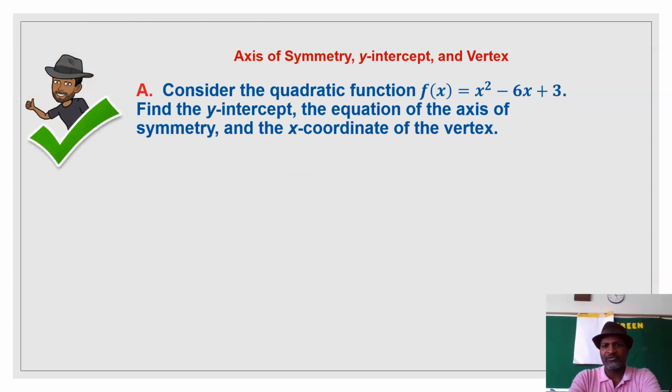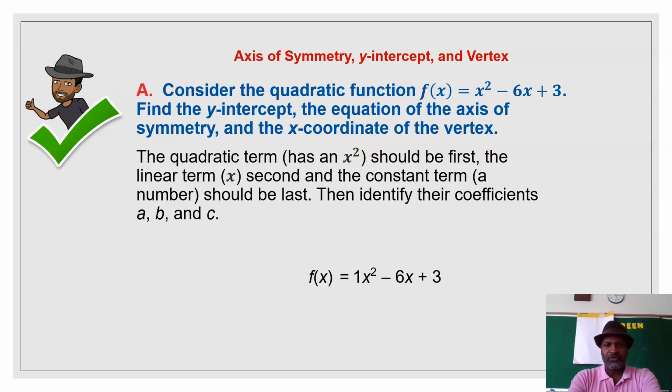Let's consider the quadratic function f of x equals x squared minus 6x plus 3. Find the y-intercept, the equation of the axis of symmetry, and the x-coordinate of the vertex. And actually, we're going to find the vertex.